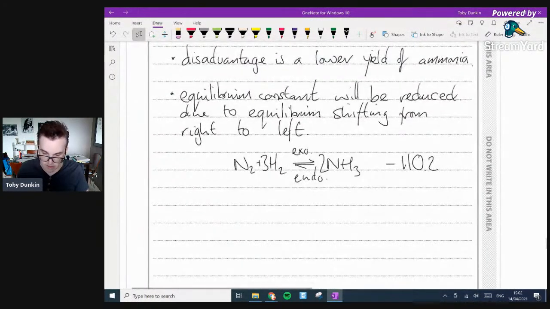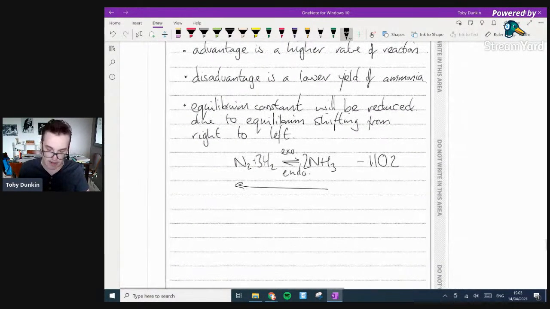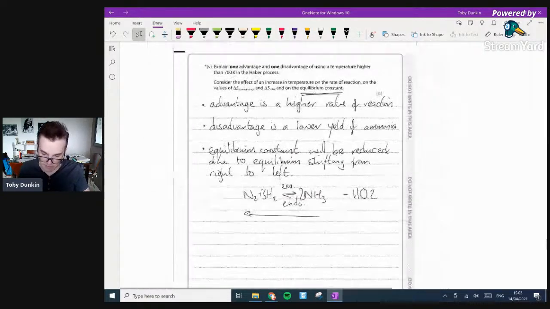But the equilibrium constant will be reduced. We know that the equilibrium constant is a numerical value that represents equilibrium. If you have more product, Kc and Kp are larger. Well, in this case, we're shifting from right to left because an increase in temperature will favor the endothermic process, shifting it from right to left. So we're going to decrease the products. So the equilibrium constant will be reduced.